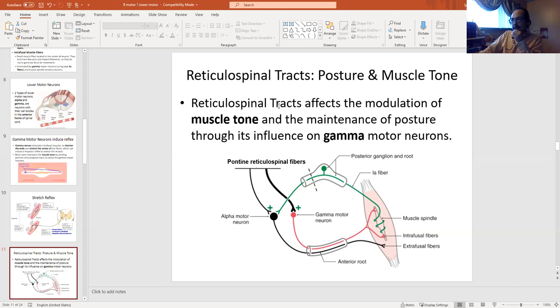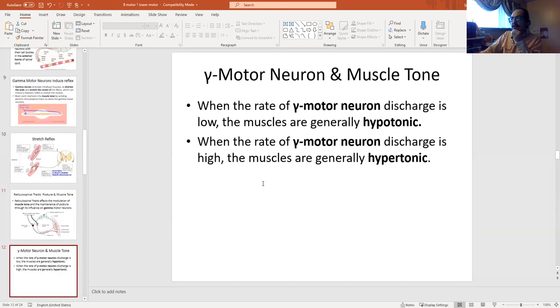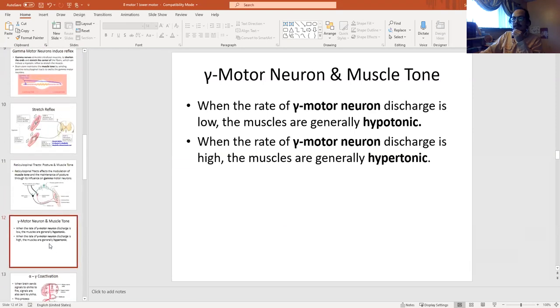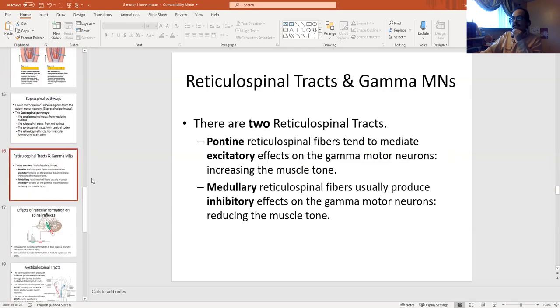Now, the reticulospinal tracts have two sources. One is from the pontine, and the other one is from the medulla. This is an example from the pontine, but it also has the other one from the medulla. We will talk about that. I think it's down here. So the reticular tracts have two sources. One is the pontine reticulospinal tract that excites the gamma motor neuron to increase muscle tone. The medullary reticulospinal tract inhibits the gamma motor neuron to reduce the muscle tone. And that is this figure here.